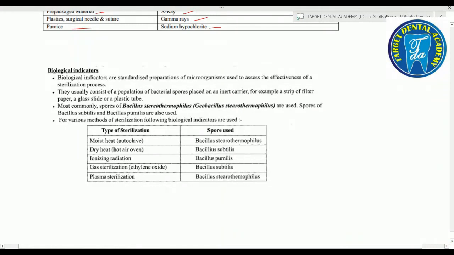Last is, which is commonly asked, the biological indicators. Guys, the biological indicators are standardized preparations of microorganisms which are used to assess the effectiveness of a sterilization process. They usually consist of a population of bacterial spores which are placed on an inert carrier, for example, a strip of filter paper, a glass slide, or a plastic tube. Most commonly, spores of Bacillus stearothermophilus or Geobacillus stearothermophilus are used.